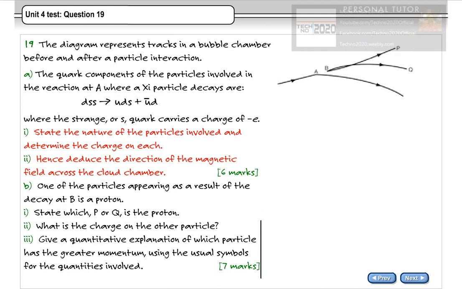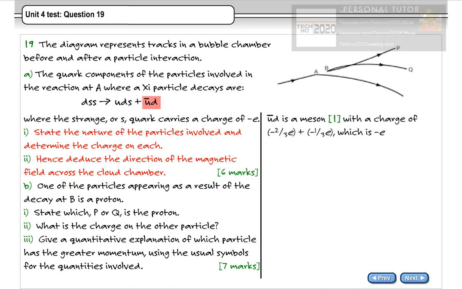Particles with 3 quarks are called baryons, and those with 2 quarks are called mesons. The up quark carries charge plus 2/3 e, and the down quark carries charge minus 1/3 e. In the first part of part A, U bar D is a meson with a charge of minus 2/3 e plus minus 1/3 e, which adds to an overall charge of minus e, that is, minus 1.6 times 10 to the minus 19 coulombs.